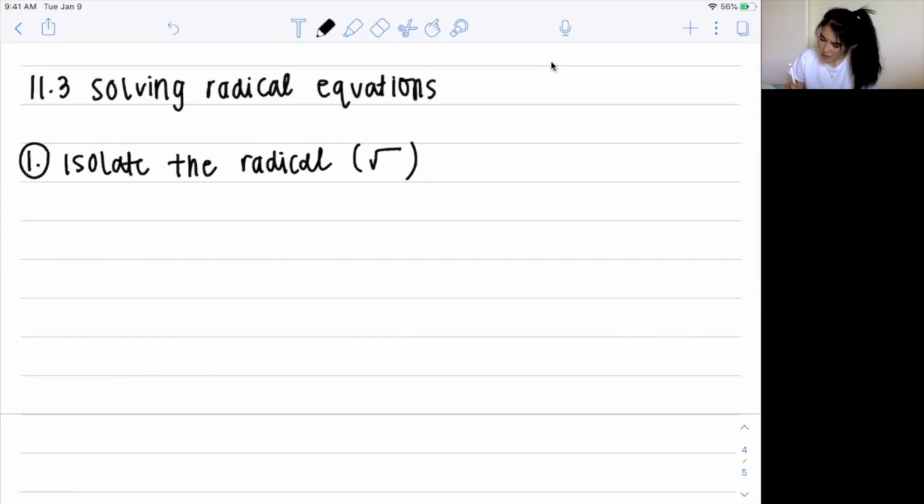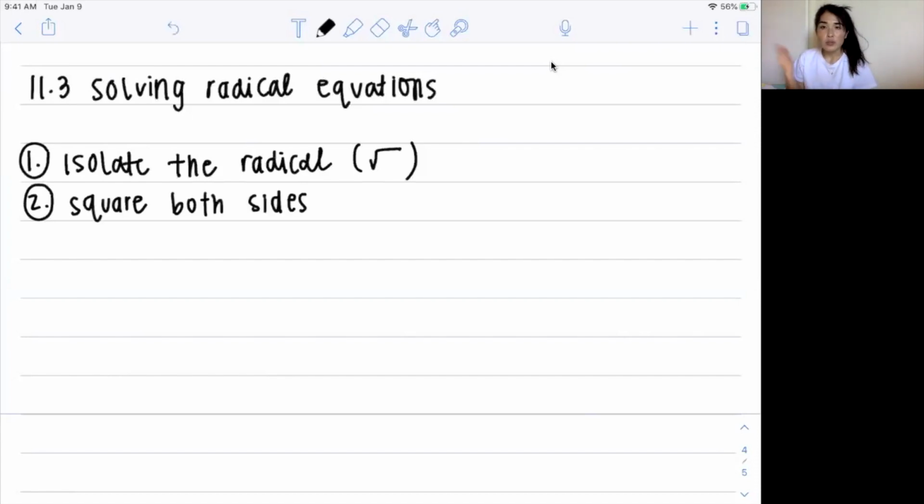All right, the second part of that then is going to be to square both sides. And again, what we do to one side, we want to do to the other side. It's that thing about balance. So to undo that square root, we are going to be squaring both sides. So we'll go ahead and take a look at some examples.